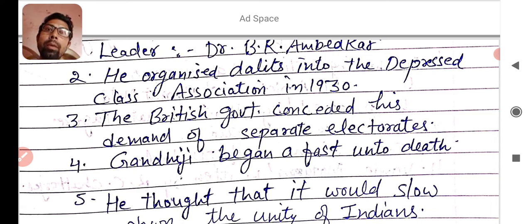But what was the problem here? Gandhiji began a fast unto death. He told that if separate electorates were given to Dalits, he would fast until death. Now the major point here: why was Gandhiji on a fast unto death?